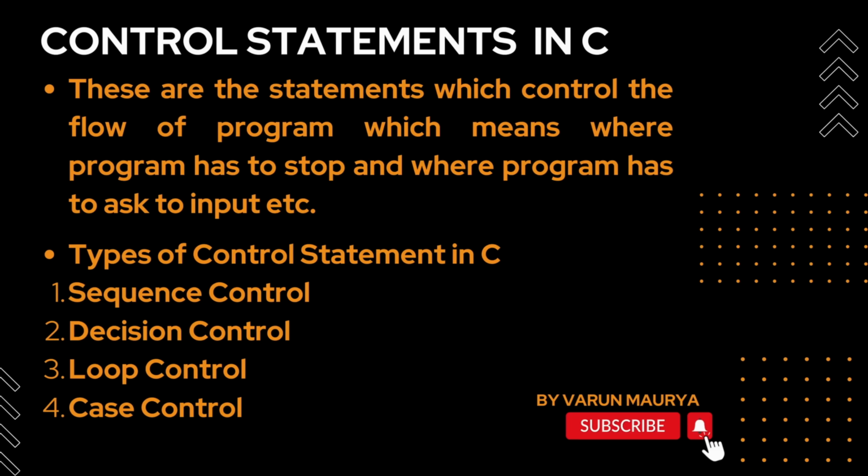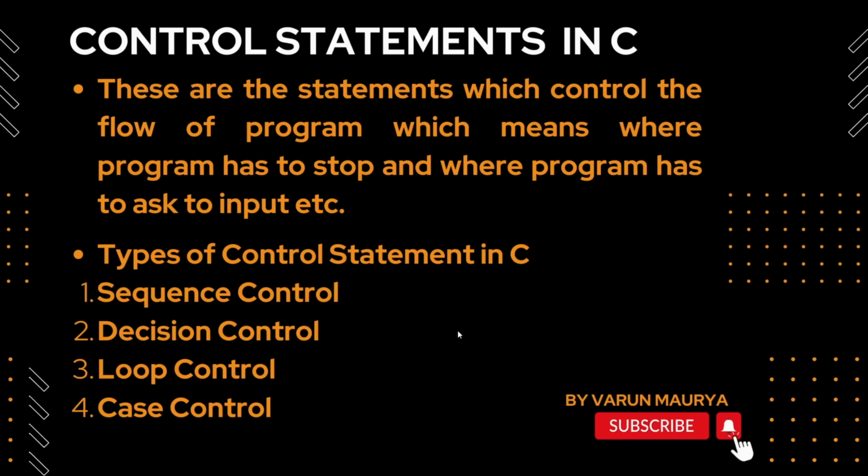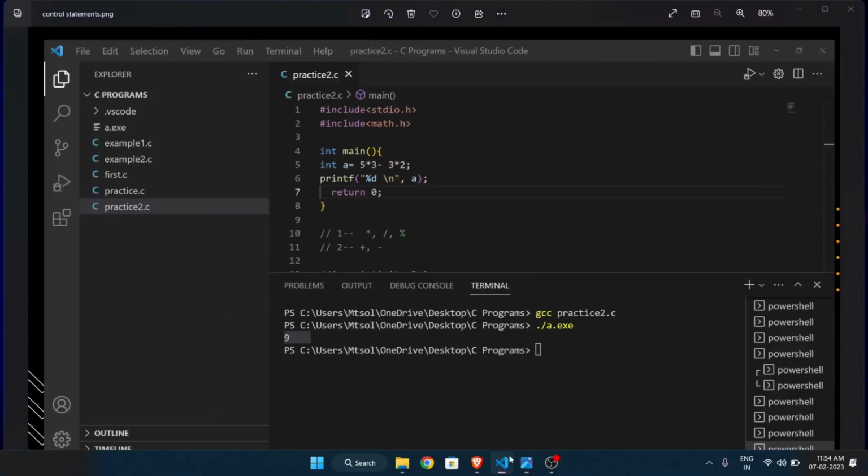Now we have case control statements. In this type, we have some cases in which we use special or particular control statements. Let's take some examples for this. First, I am going to show you an example of decision control statements. Let's first jump to our code editor.